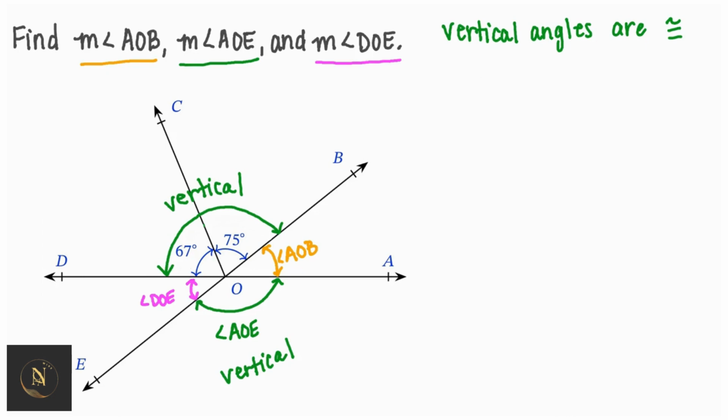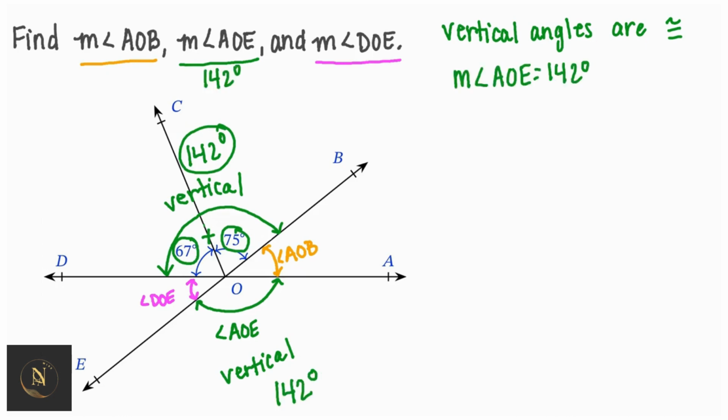So in order to find angle DOB, we need to add 67 plus 75, which gives us 142 degrees. That means the measure of angle AOE is also 142 degrees. Again, the measure of angle AOE is 142 degrees.